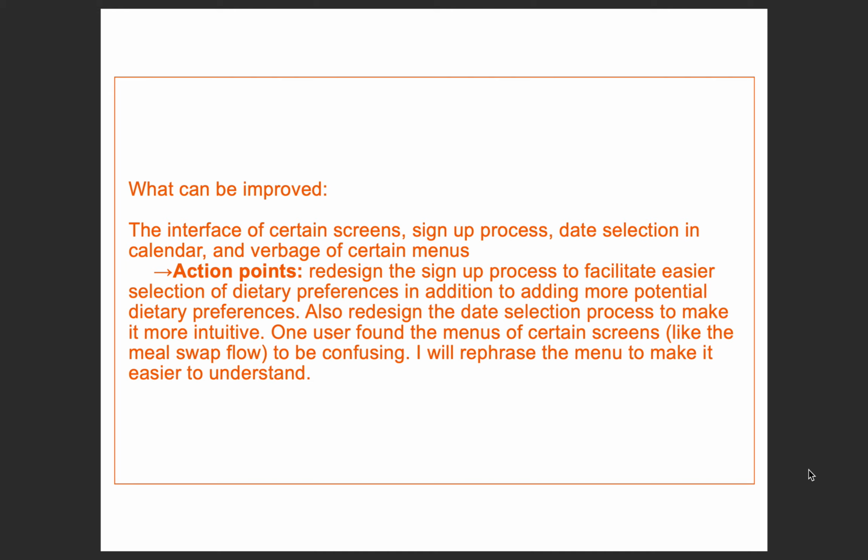So my action points would be to redesign the sign-up process, make it easier to use but also more specific, and then add more potential dietary selections, and then also redesign the calendar view.